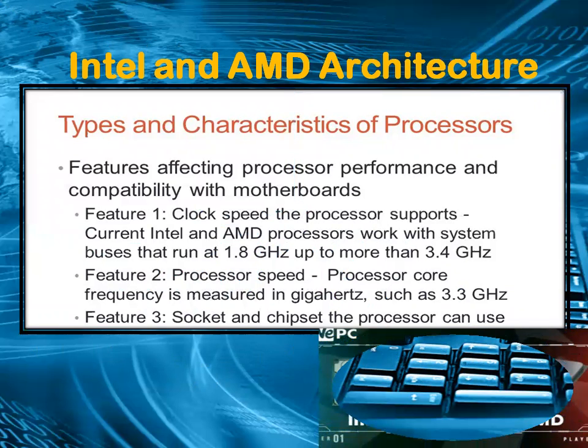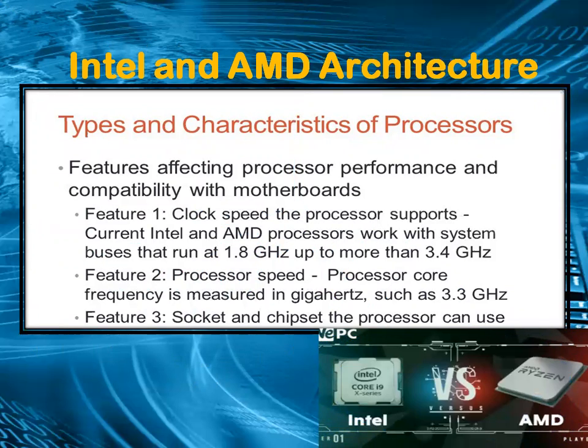Types and characteristics of microprocessor and processor. Features affecting processor performance and compatibility with motherboard. Feature 1, clock speed. The processors support current Intel and AMD processors that work with system buses that run at 1.8 gigahertz up to more than 3.4 gigahertz. Feature 2, the processor speed and processor core frequency is measured in gigahertz, such as 3.3 gigahertz. Feature 3, socket and chipset the processor can use.